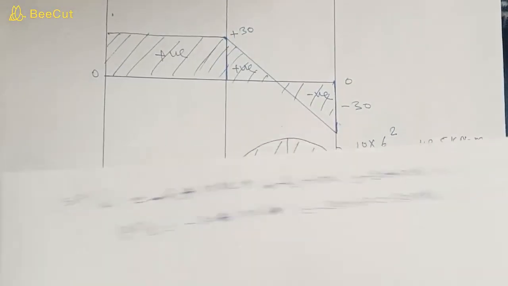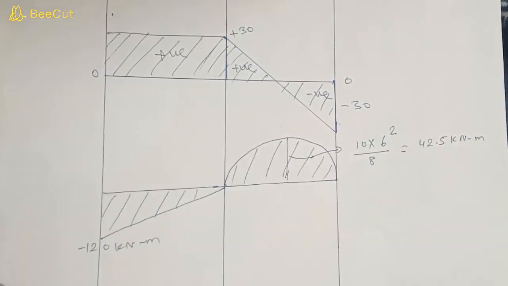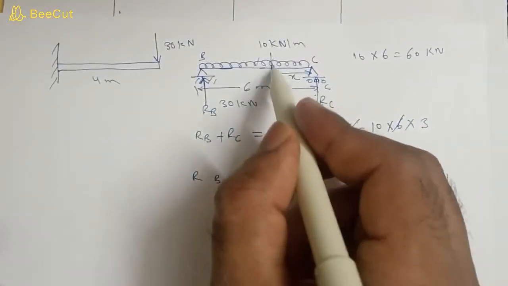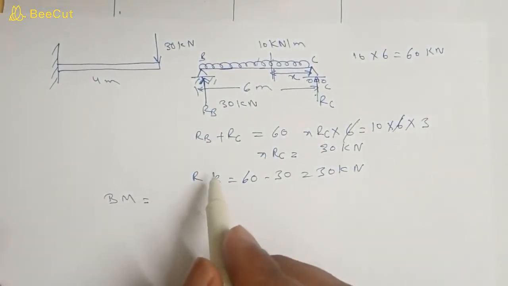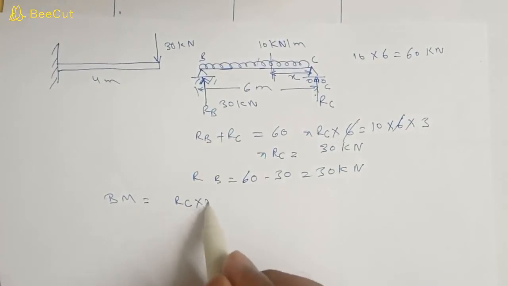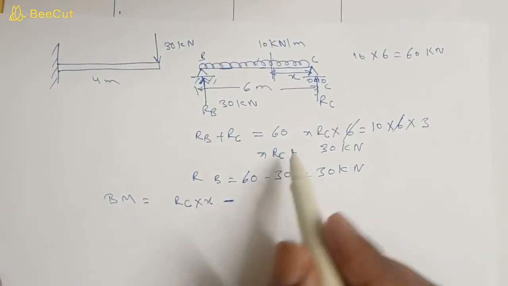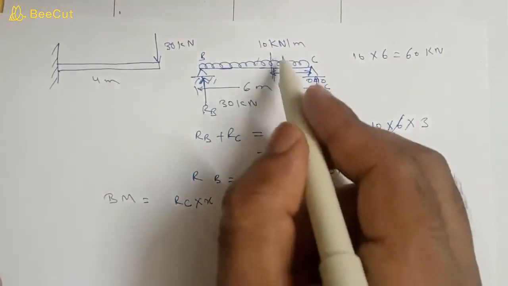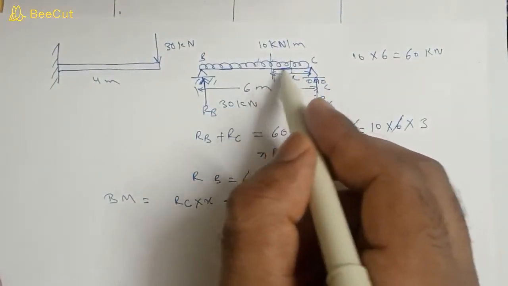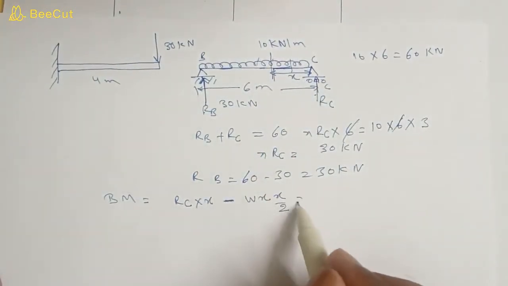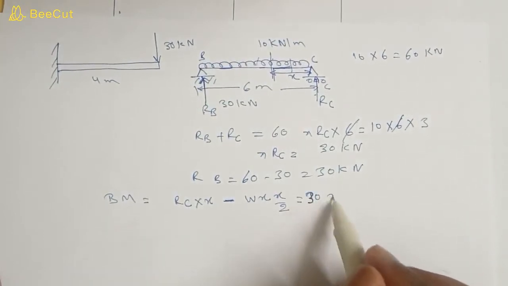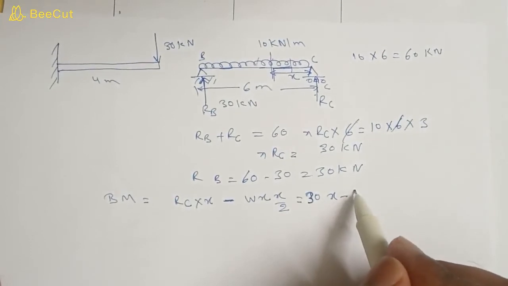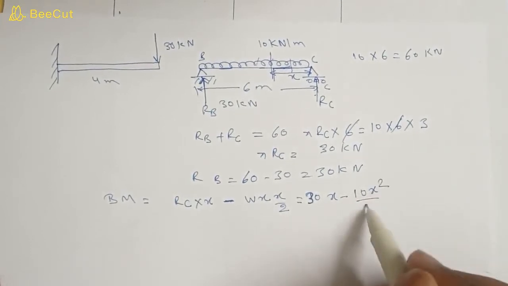Otherwise, if you want to calculate, then for the simply supported beam, this is the simply supported beam. Suppose this is distance x, so the bending moment will be RC into x minus W into x, which is the total load due to this, and the centroid will be at x by 2 distance, into x by 2. So RC is 30 into x minus W, which is 10, into x square by 2.